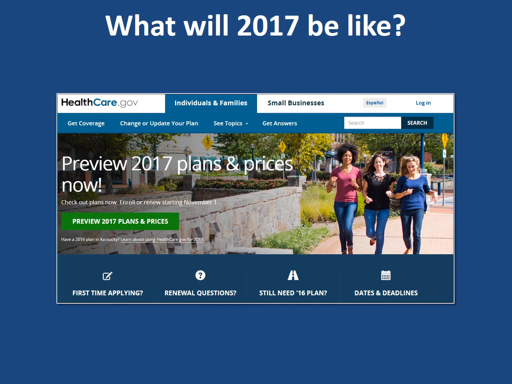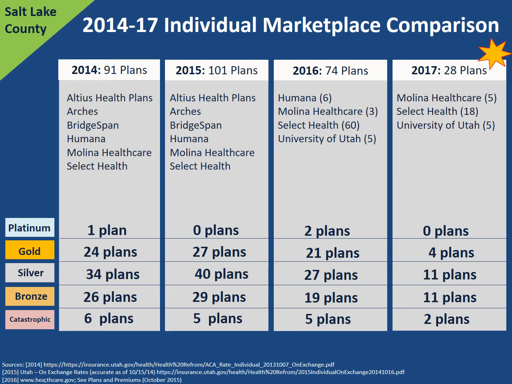What will 2017 be? What we've noticed is a trend. As you can see here in 2014, in that first bar on the left, it used to be that when you'd get on healthcare.gov as a Utahn, there were 91 plans that you had to sort through. They've kind of whittled that down over time, and now in 2017, there's only 28 plans to choose from. So plans have figured out which ones are popular, which ones people tend to sign up for, which ones they tend to like, and which ones are also sustainable for the health insurance company. So it's easier now to sort through the plans that are offered.